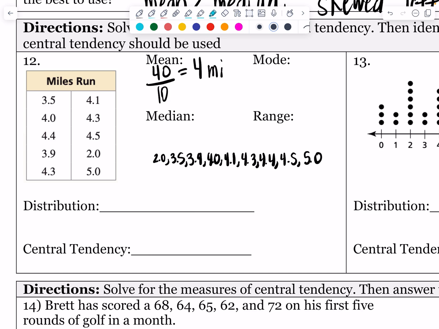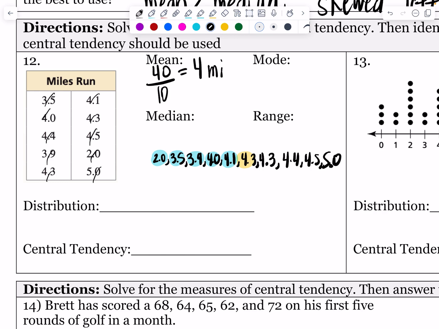So we have 10 pieces of data. So 1, 2, 3, 4, 5 on the left. 1, 2, 3, 4. Am I missing something? Yes. 1, 2, 3, 4, 5, 6, 7, 8, 9. I'm missing something. 2, 3.5, 3.9, 4, 4.1, 4.3. Oh, there's 2 4.3s. Some of these people are running together, y'all. Hold on. Or maybe not. They just run the same amount. 4.3, 4.3, 4.4, 4.5, and then 5.0. That makes more sense. That's why it helps to cross it out as you go.